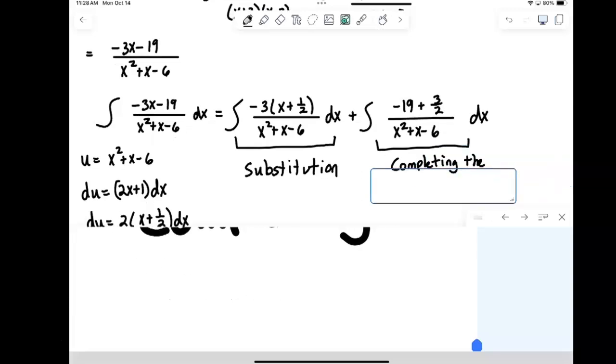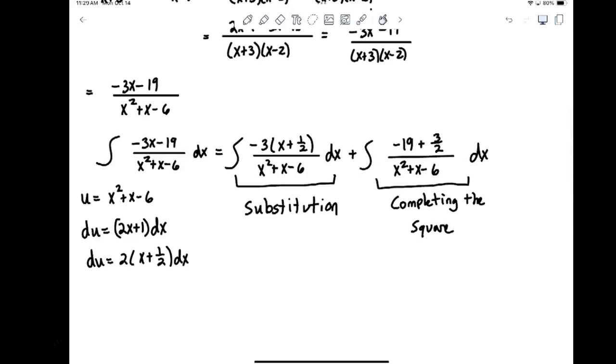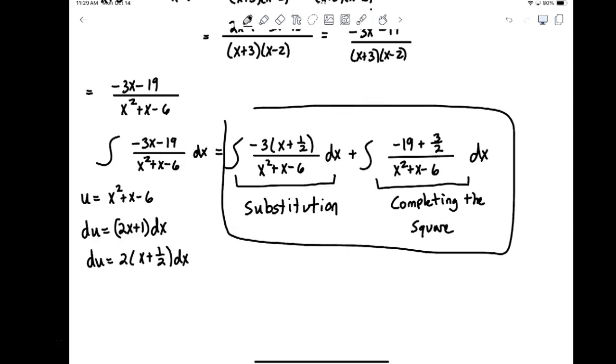Okay, we could then use the process of completing the square. Okay, so that is how you would have to do this problem. Okay, we're going to stop there. I'm not going to go any further. This could be done.